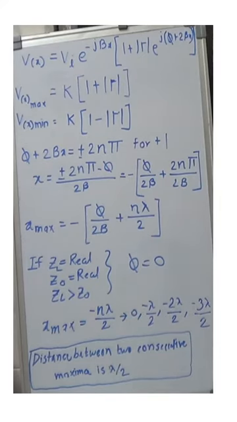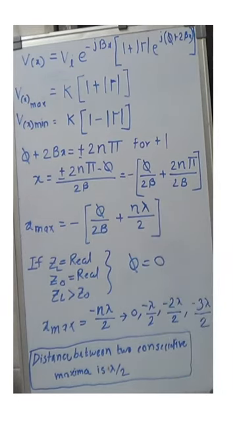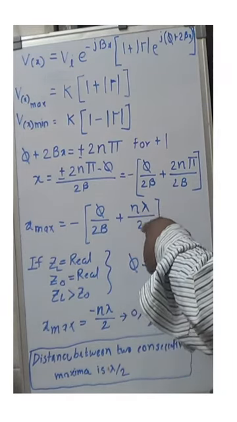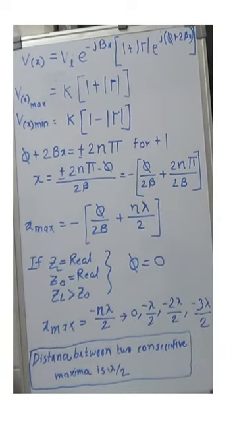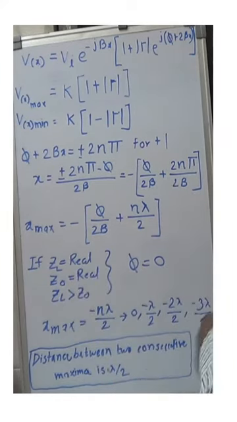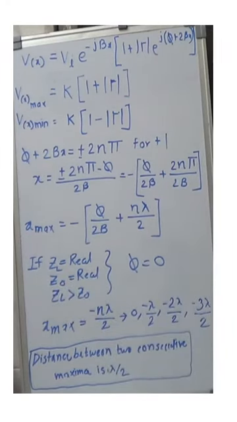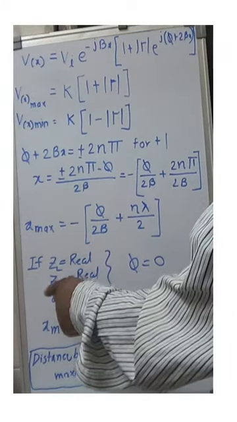Beta is equal to 2 pi by lambda. So if you put it here, you will get pi, and then here you will get lambda. So n lambda by 2 you will get finally. Now for this term, if this is the condition, ZL is equal to real, and when it is real, that means the imaginary term is 0. So imaginary term is 0 means there is no phase difference. So no phase difference means phi is equal to 0. Z0 is equal to real.